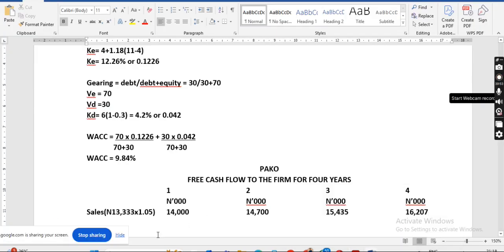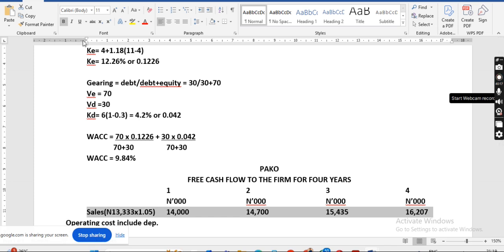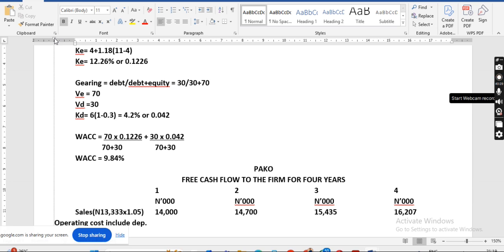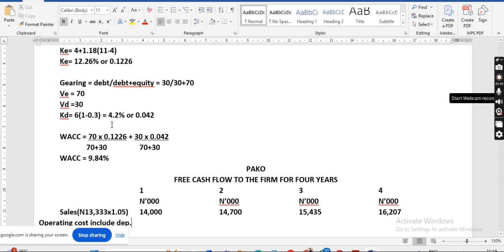So therefore, we can have operating costs include depreciation, right? Operating costs include depreciation. We can adjust this line. Okay. So we need to grow it.